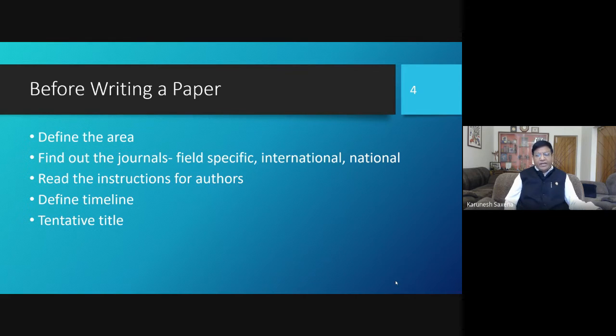If you are a beginner, if you are just beginning your research work, then you can basically go for your national journals first, because that will give you good practice, and then you can try for international journals later on.